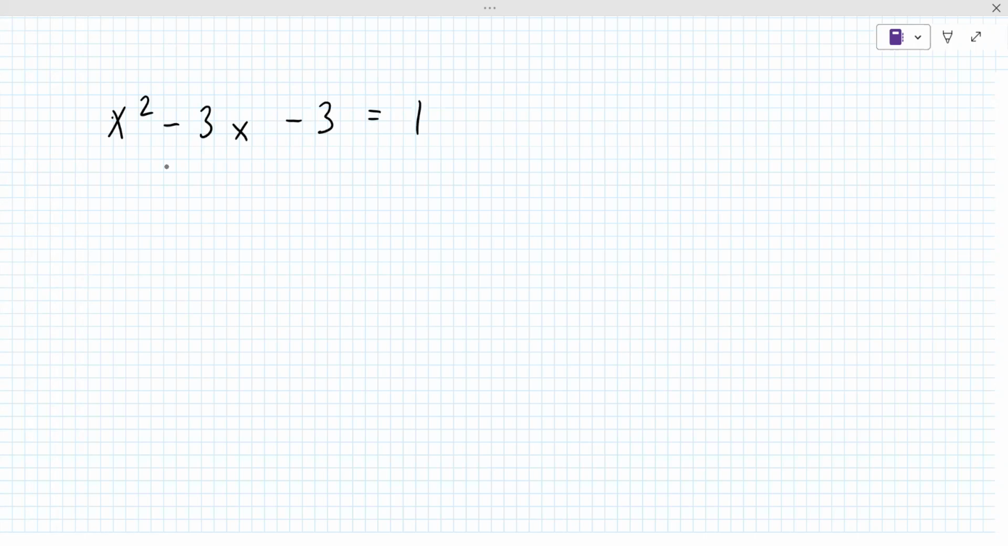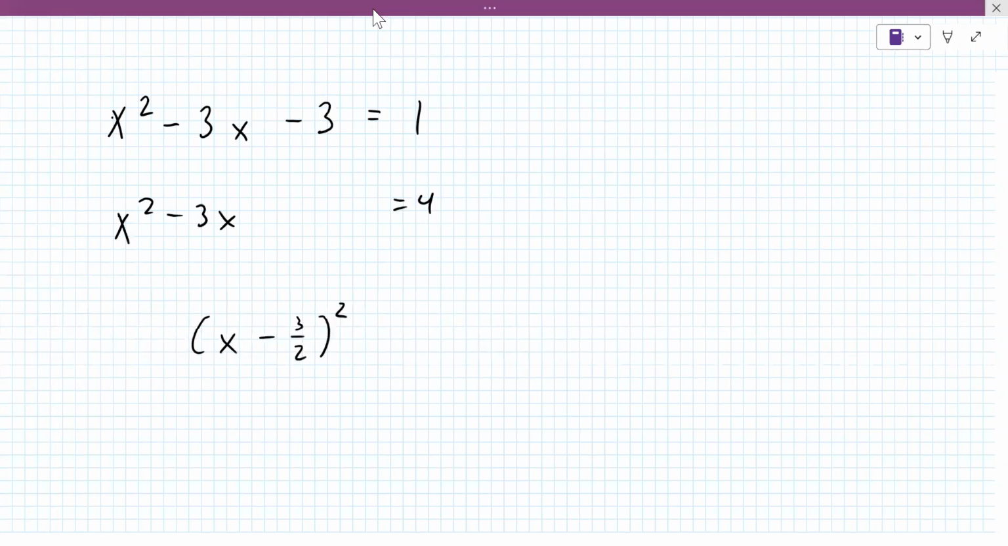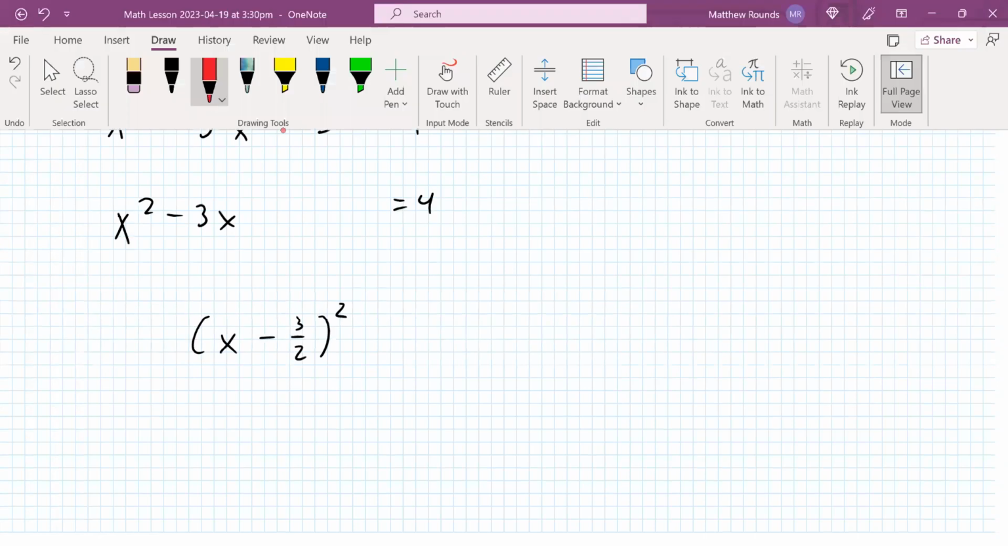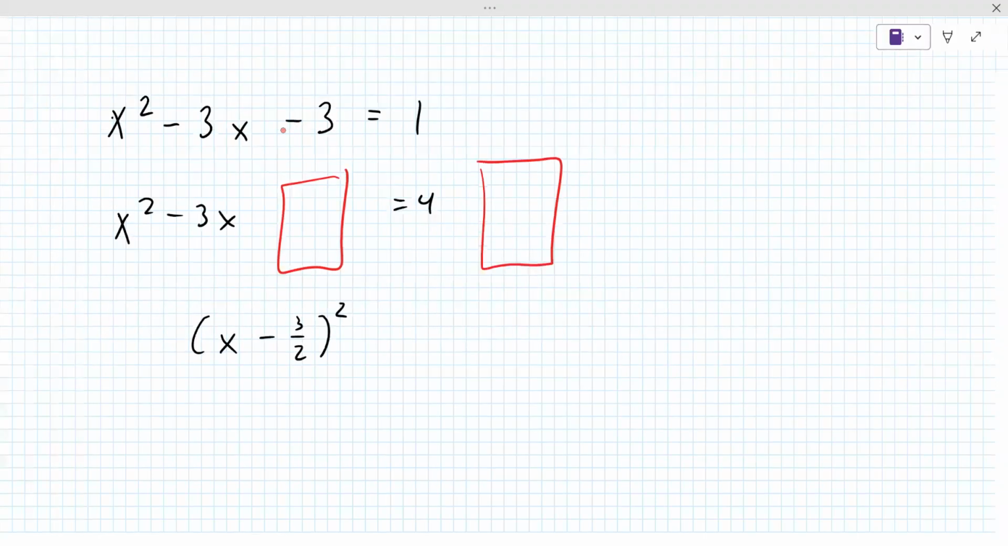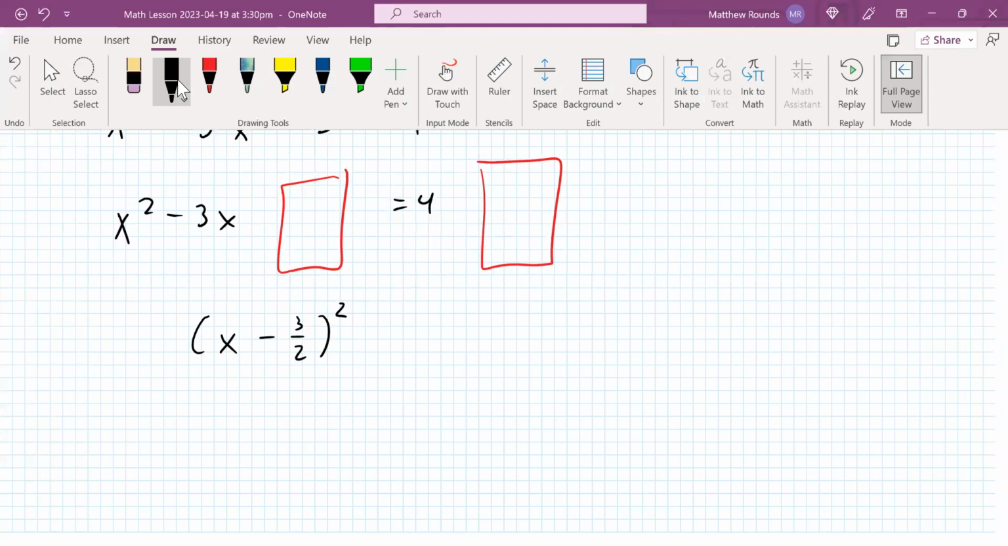Okay, so this one I thought worked out nicely. Let's look here. x squared minus 3x equals 4. x minus 3/2 squared, because you're cutting it in half. Tell me the number that goes in each of these positions. So 3/2, but you're squaring it. Yeah. 3/2 squared is square the top, square the bottom. 9/4.